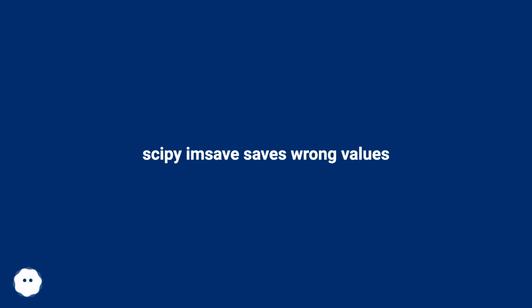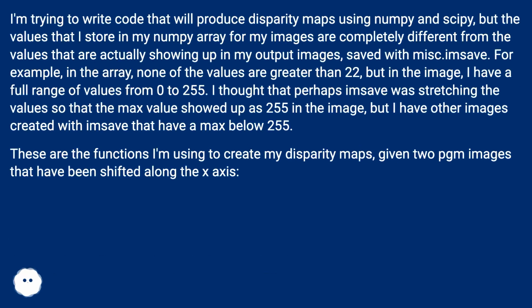Scipy Imsave saves wrong values. I'm trying to write code that will produce disparity maps using numpy and Scipy, but the values that I store in my numpy array for my images are completely different from the values that are actually showing up in my output images, saved with scipy.misc.imsave.